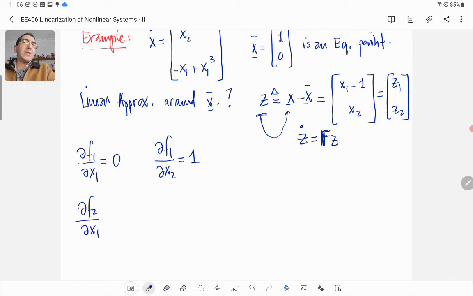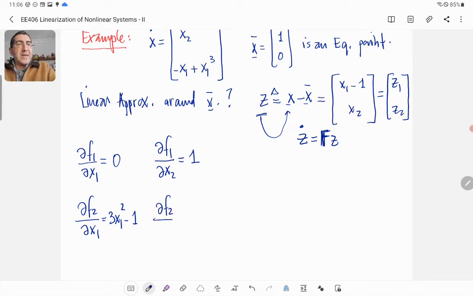Take a look. There is x1 in both terms in this expression. So what I'm going to get is 3 times x1 squared minus 1. In general, any such expression here, the derivative expressions, can be a function of both x1 and x2. In this case, we have some constants, and we have an expression in terms of x1.